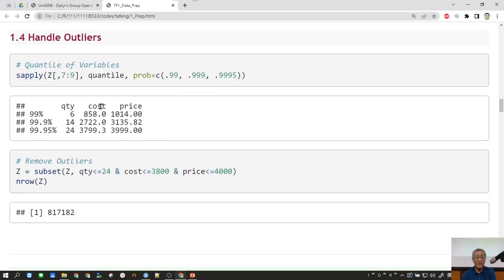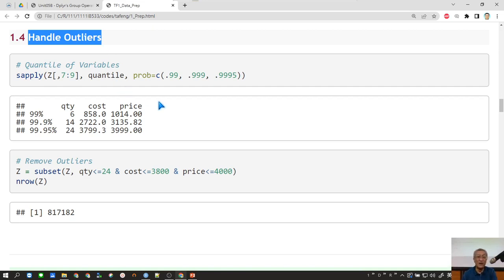Now we want to handle some outliers. When you are dealing with real data, you need to do some cleanup. Sometimes there will be some unreasonable outlier data within your data set that you need to exclude. Otherwise, the outliers will distort the entire balance in your analysis.